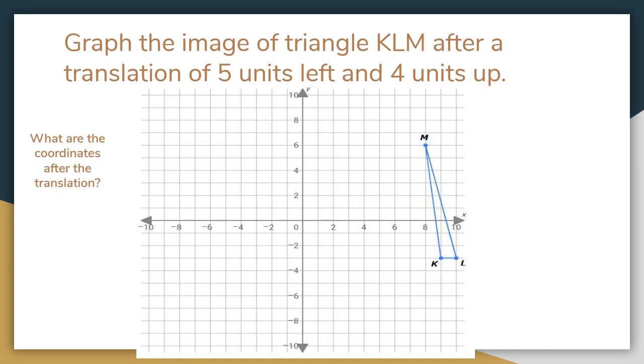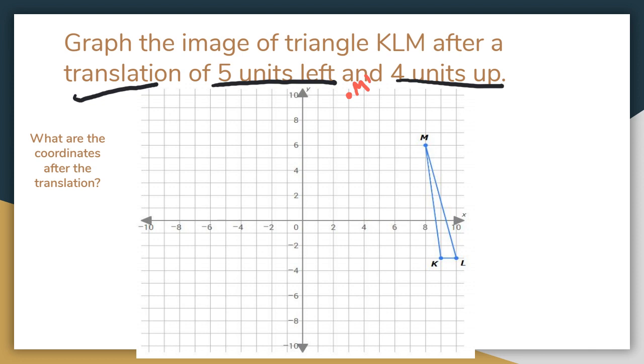Okay, so next one, it says graph the image of triangle KLM after a translation of 5 units left and 4 units up. So I'm going to start with point M. Point M, which is right here, I'm going to go 5 units left, 1, 2, 3, 4, 5, and then 4 units up, 1, 2, 3, 4. So my new point for M is right here, and again, I'm going to label that M prime, that way I know.